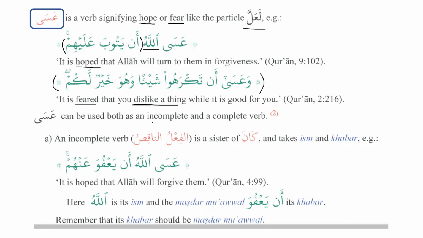Asa can be used both as an incomplete and a complete verb, as we mentioned previously. An incomplete verb, al-fi'l al-naqis, is a sister of kana, and it takes ism and khabar, as we discussed. Asallahu an yafu anhum. It is hoped that Allah will forgive them. Here, lafz al-jalala is ismun, and al-masdar al-muawwal an yafu is khabarun. Remember that its khabar should be masdar al-muawwal, as we discussed that khabar is always al-masdar al-muawwal. So what kind of asa is this? This is complete asa, or we said asa at-tamma.